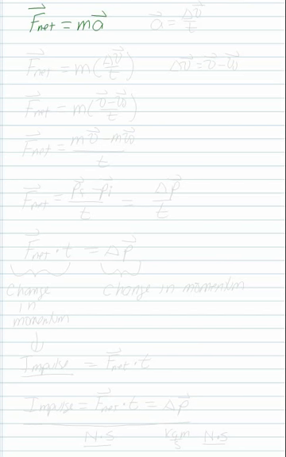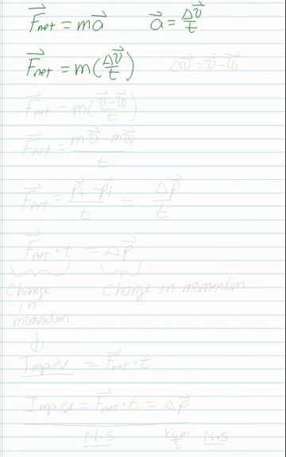Well, somehow we've got to get some momentum in here. Well, what we're missing are velocities. Well, the definition of A is delta V over T. So we have net force equals M delta V divided by T. So we've got some velocities and we've got some masses. Remember, that's what momentum is made up of.